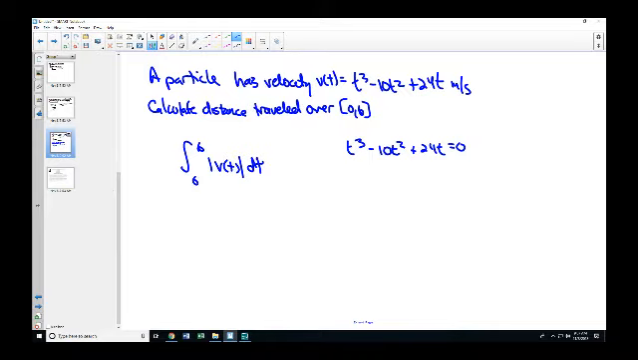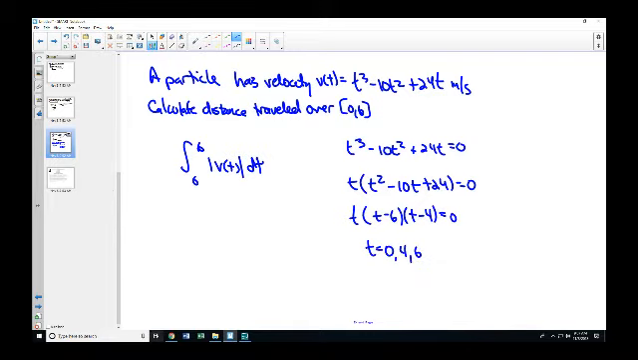Yeah, so I got a T. Greatest common factor, and then what is that factored out? T minus 6 and T minus 4. So T equals 0, 4, and 6, right?